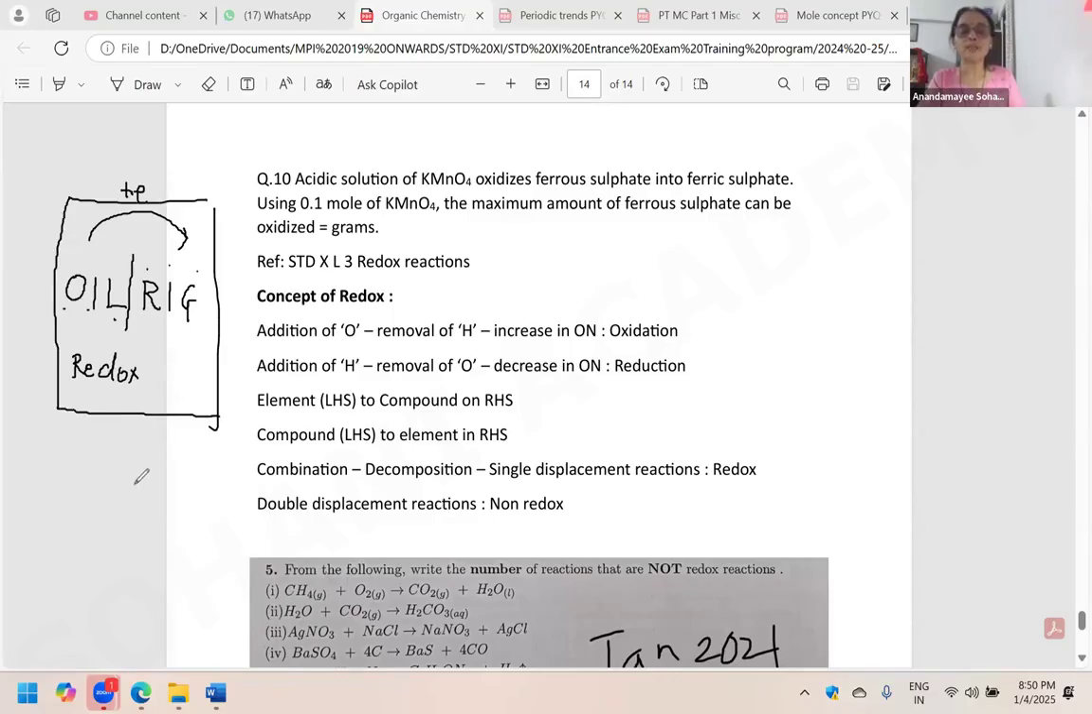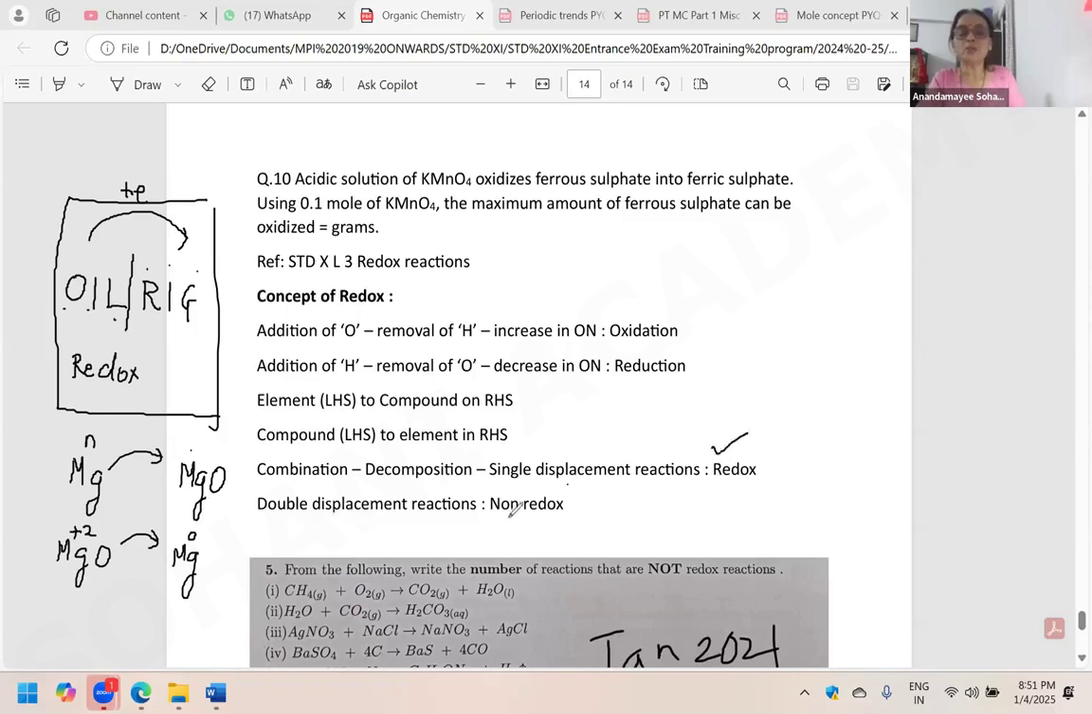So wherever there is a change in valency, that happens when there is an element on the LHS and a compound on the RHS, meaning the element has gone from neutral to charged, or there is a compound on the LHS and an element on the RHS, meaning it has gone from charged to neutral, so somewhere there is electron transfer. Wherever you see an electron transfer from the reactant to the product, whether it is giving of electron or taking of electron, that is probably a redox reaction.